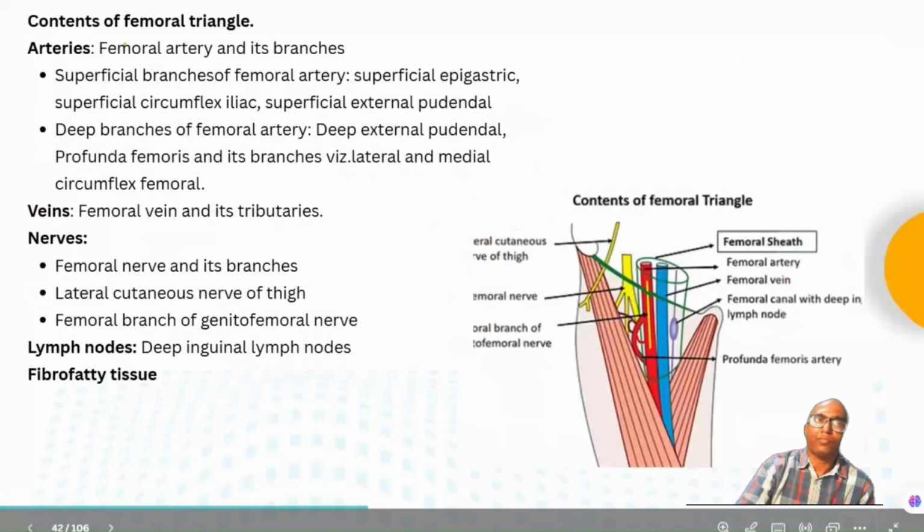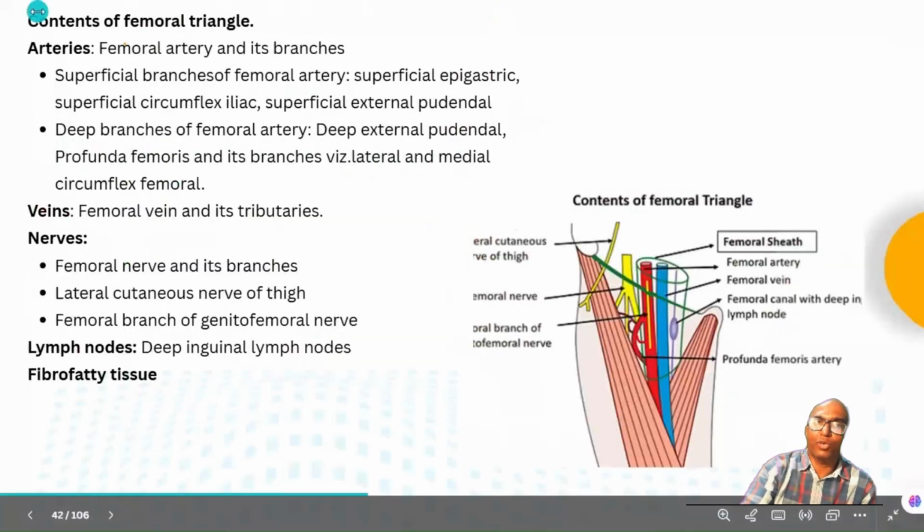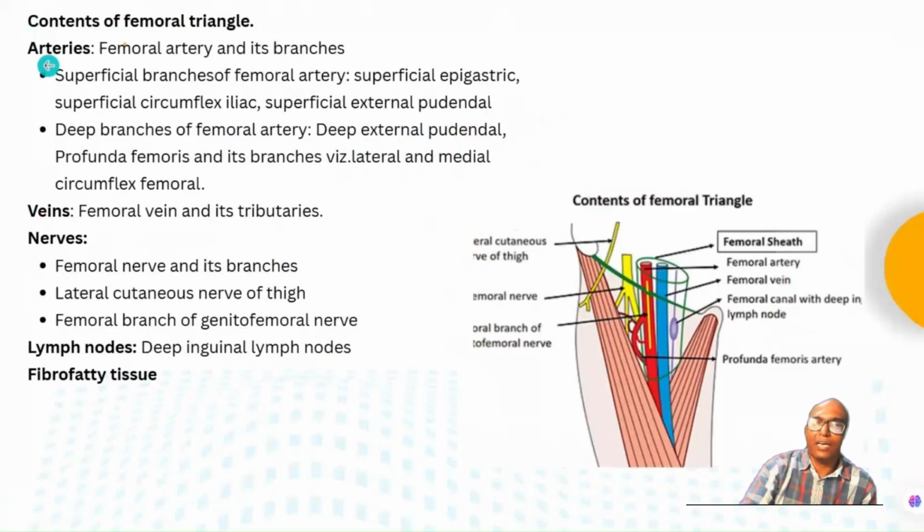Okay. Now, what are the contents of the femoral triangle? Contents of the femoral triangle: you have arteries, veins, nerves, lymph nodes, and the fibrofatty tissue. Which artery? Arteries: femoral artery along with its branches. It will have the superficial branches as well as deep branches. Okay, superficial and deep branches. Then vein, femoral vein and its tributaries.